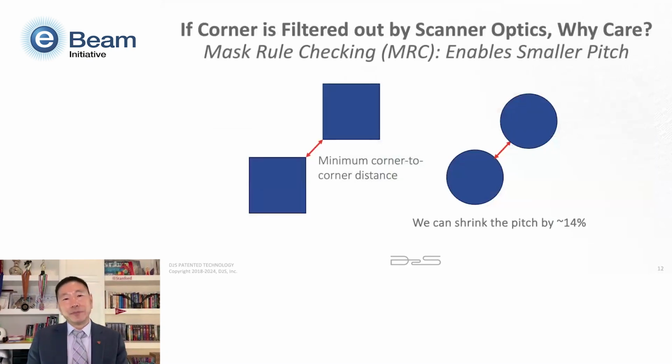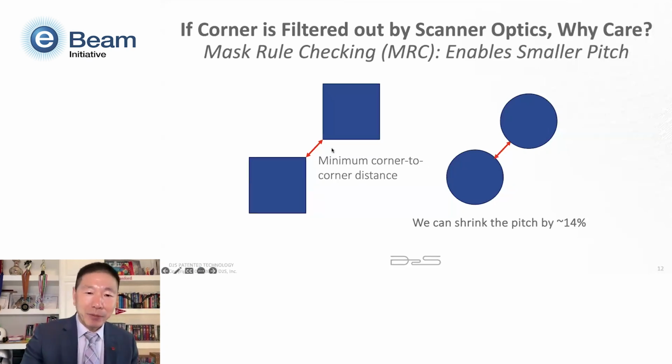Then you must ask this question. If the corner is filtered out by scanner optics, as I pointed out at the beginning, why do we care? Why just live with it? Well, it turned out there's some benefit in changing the pattern from Manhattan to curvilinear. So the first one is related to mask rules. It actually can enable smaller pitches.